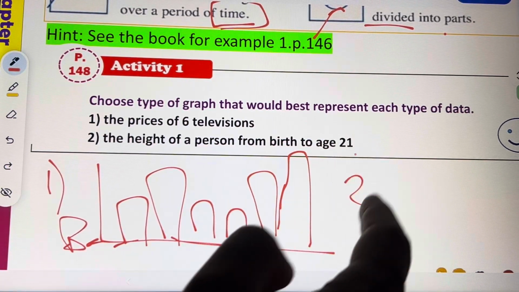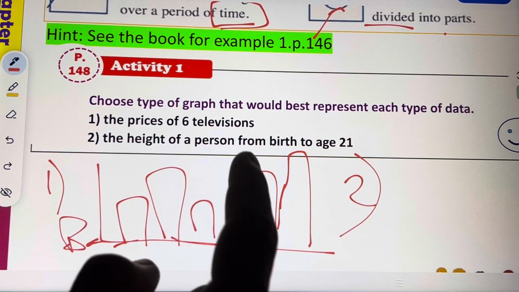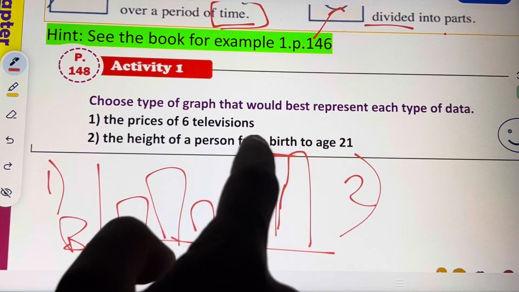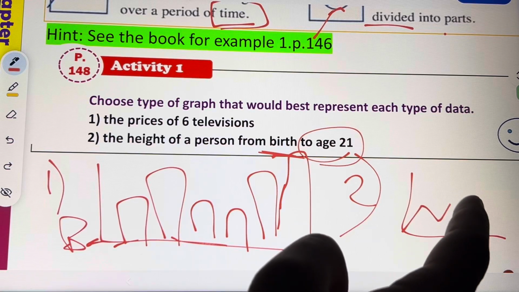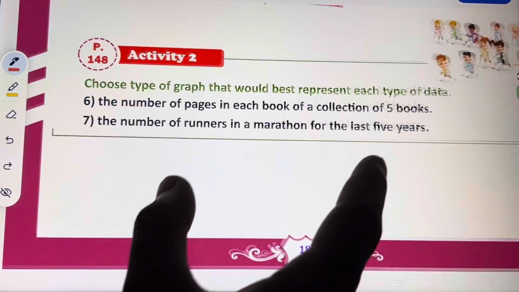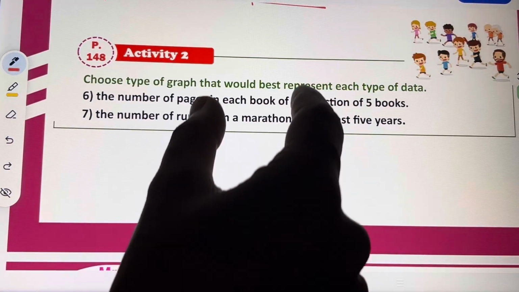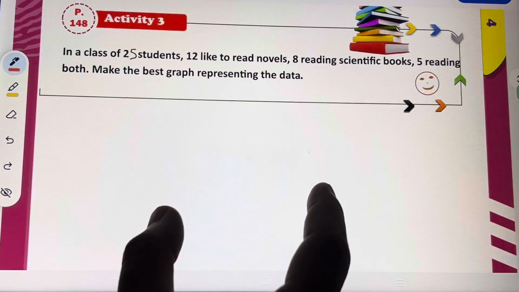Okay. Number two, the height of a person from birth to age 21. Since it's talking about time, from birth till age 21, the best thing to use is going to be a line graph. All right. This question has the same idea. Okay. So we're going to go to the other question here.